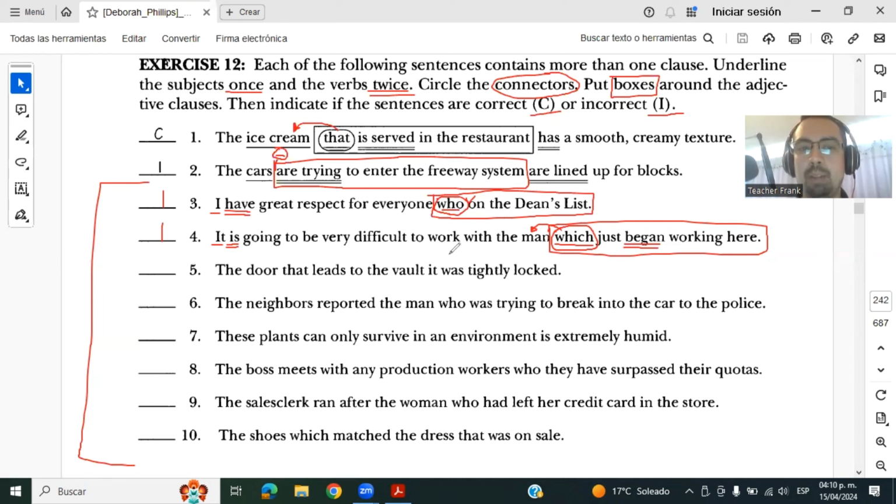Okay, let's look at number 5. The door that leads to the vault, it was tightly locked.